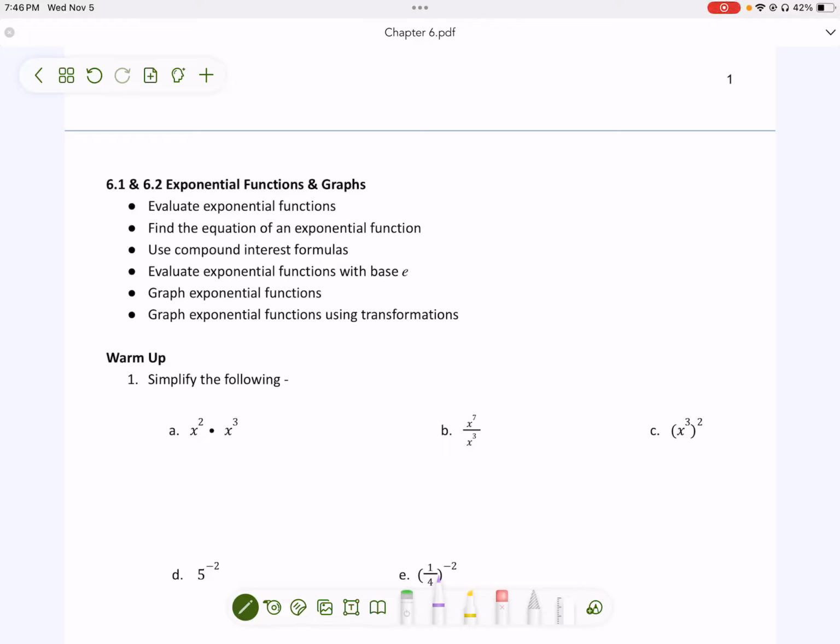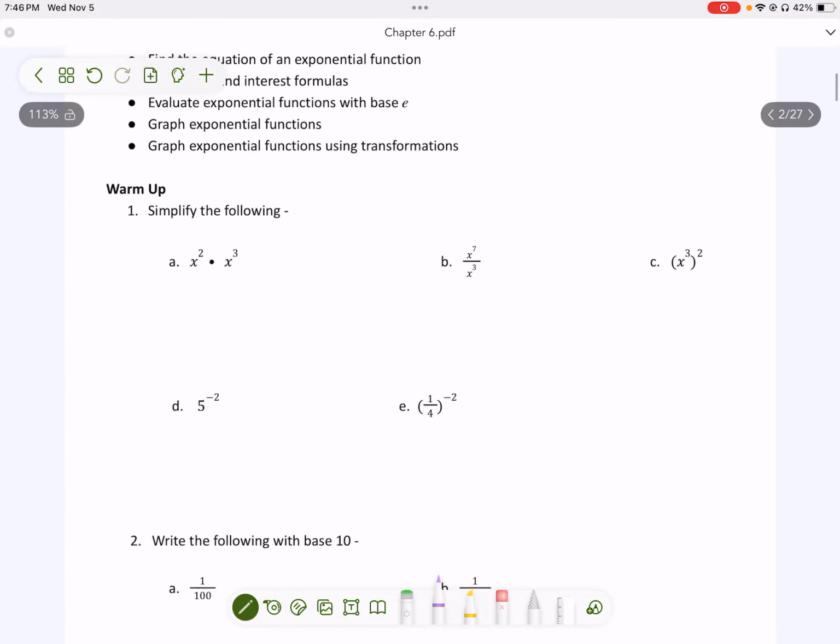Let's move into chapter 6. Here we're going to cover the basics of exponential functions as well as what their graphs look like, starting with some of the exponent laws that we don't really explicitly teach. So the warm-up is really the only place I kind of go over it. So this is going to be super, super important.